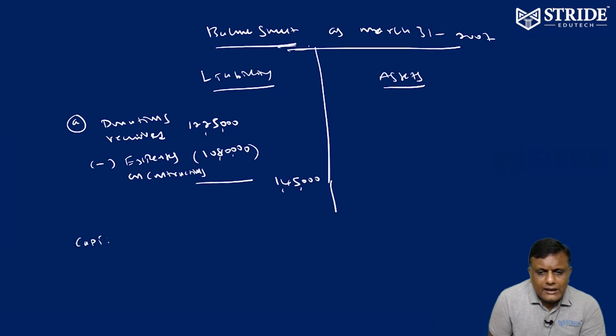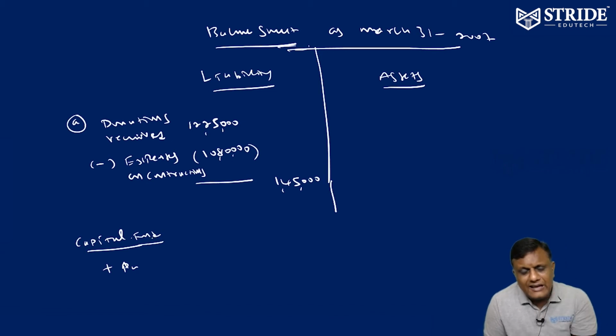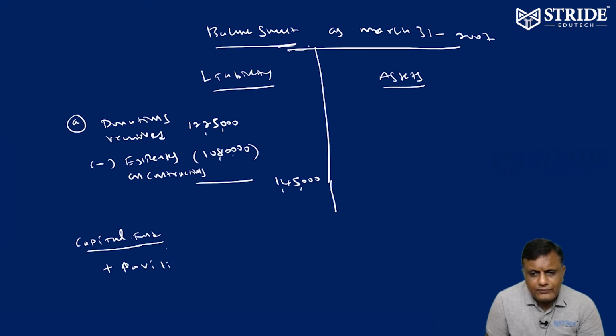under the capital column you have to open pavilion construction. It is a capital fund you have to open. Whenever a specific fund has been created and from the specific fund an asset has been created, to that extent it is called capital fund. So next add pavilion fund, pavilion construction. How much? 10,80,000 pavilion construction.